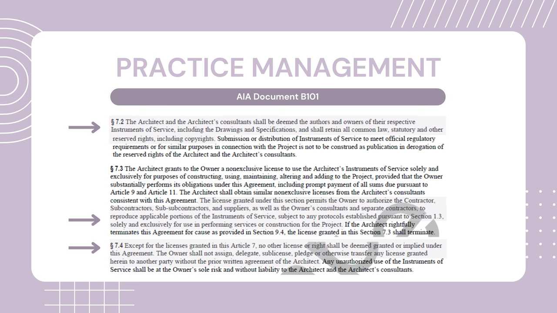Now, when you think of copyrights, the first thing you may think of is reproduction, how those are a big no-no, like with arts and graphics. However, B101 allows the owner, contractor, and subcontractors to reproduce instruments of service solely and exclusively for construction of the project.